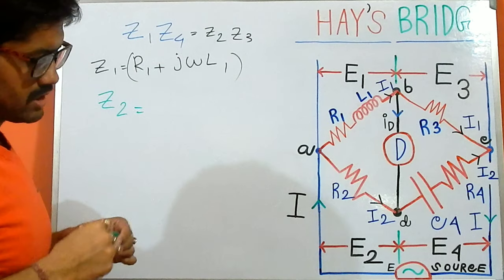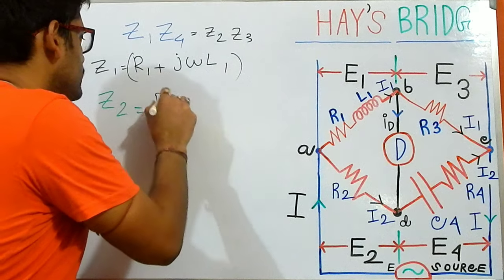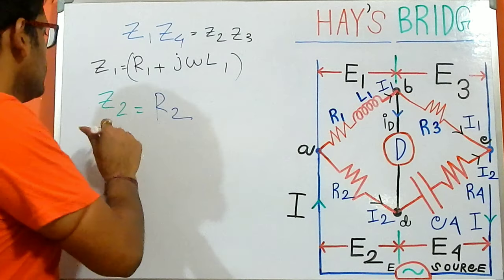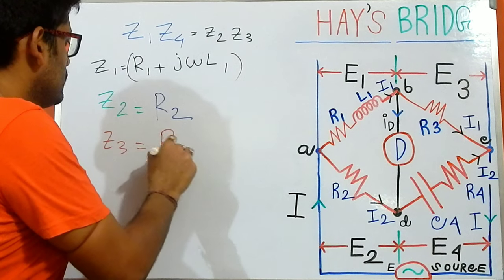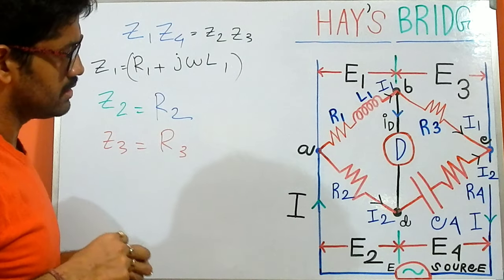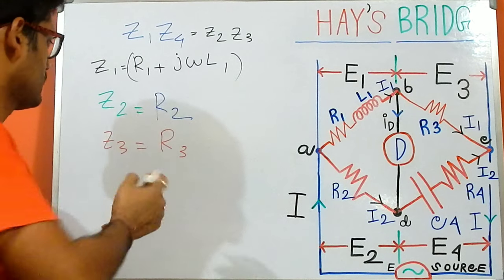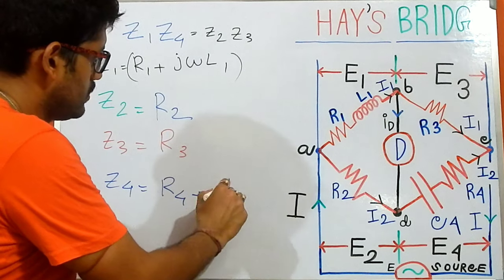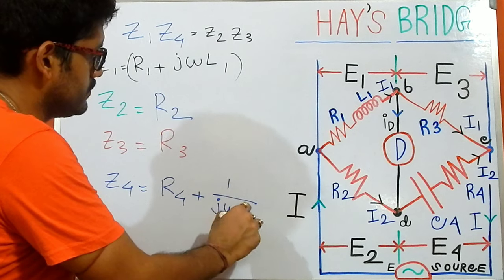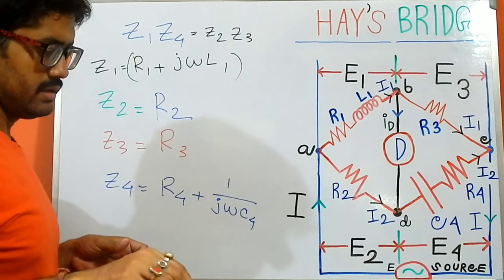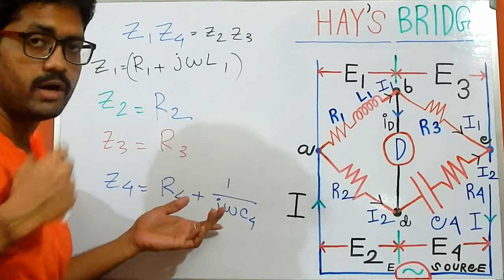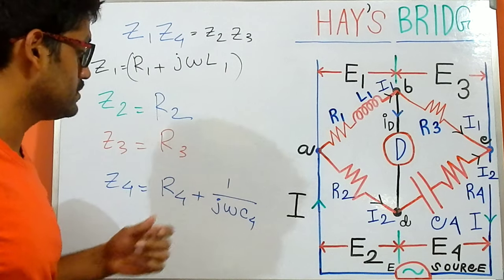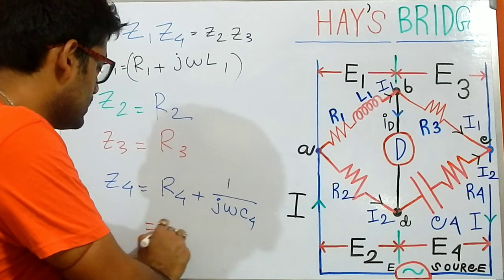Which one is our Z2? Z2 means our expression R2, and Z3 is R3. And which one is our Z4? Z4 is this one: R4 plus 1 divided by j omega C4. And as you can see, the imaginary part j is placed in the denominator position, so we should make some adjustment over here.